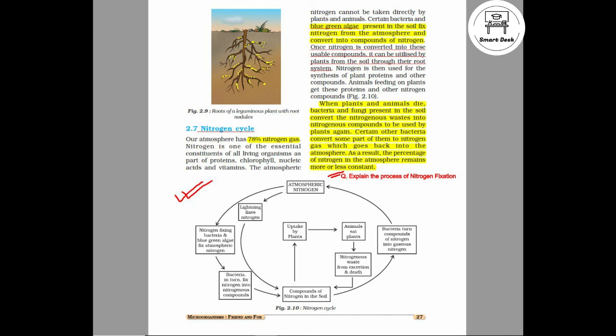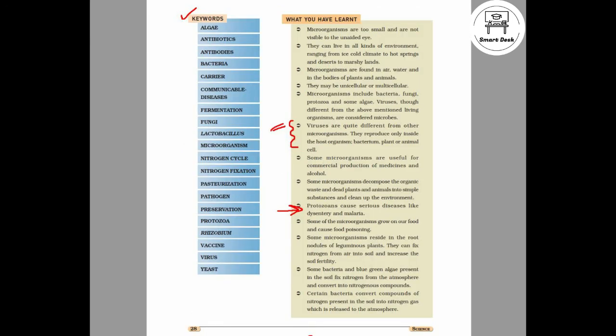So this was all about the chapter. You can go through the keywords and the what-you-have-learned sections. We have marked various paragraphs and points. You can see tick marks, double lines and curly brackets. Those are very important. You can just go through them to summarize your chapter in a very short time.